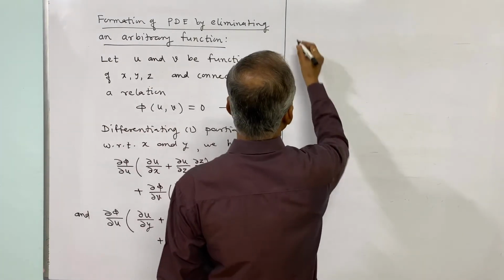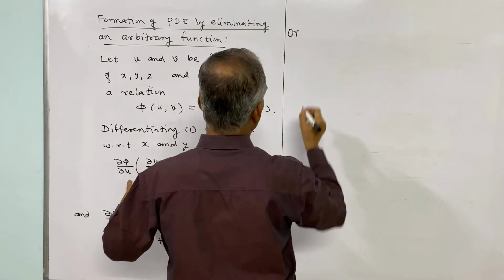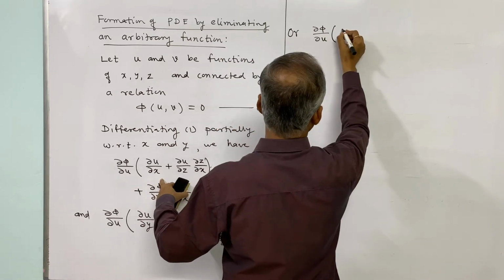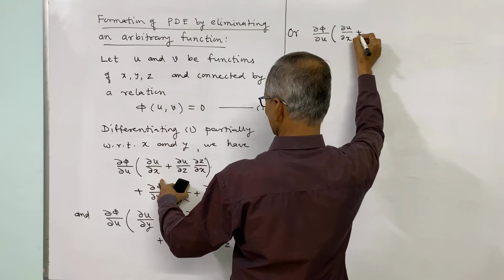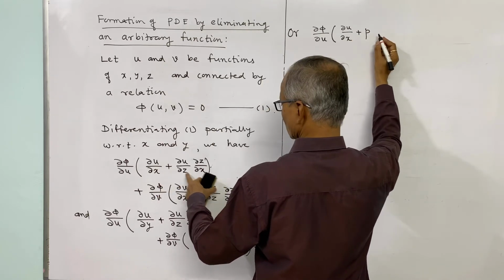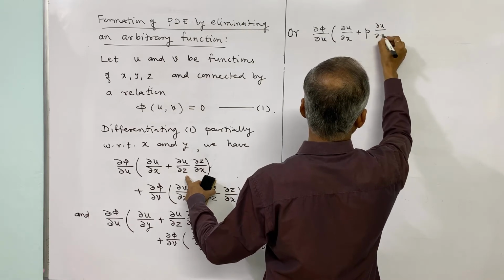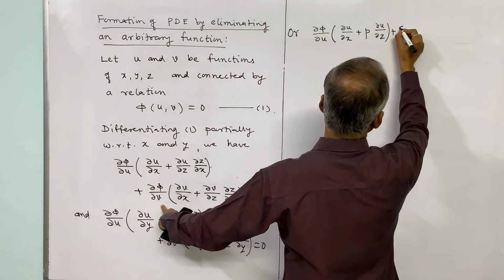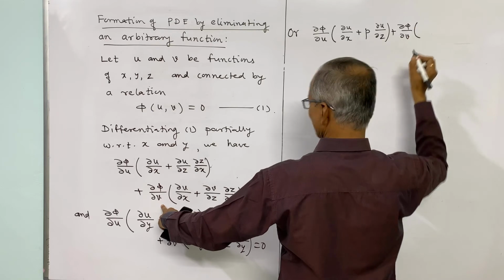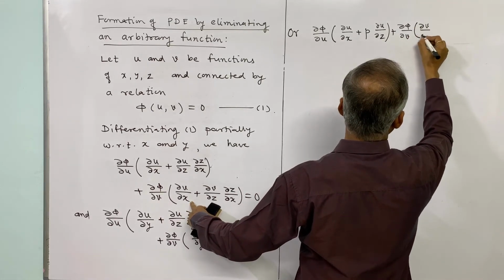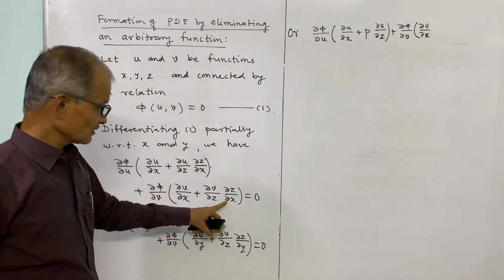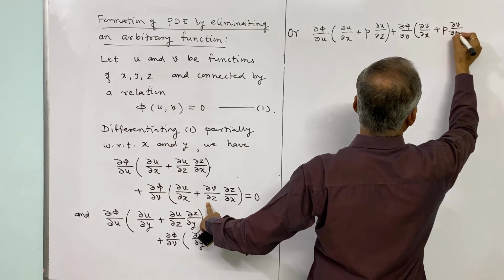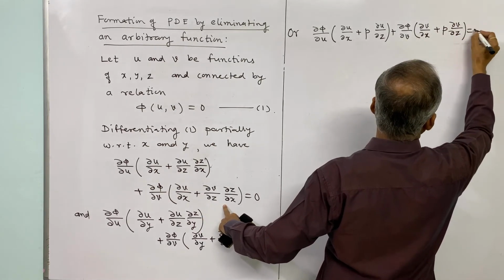That is, this is the same as ∂φ/∂u (∂u/∂x + p ∂u/∂z) + ∂φ/∂v (∂v/∂x, or partial derivative of v with respect to x, plus again p times the partial derivative of v with respect to z) equals 0.